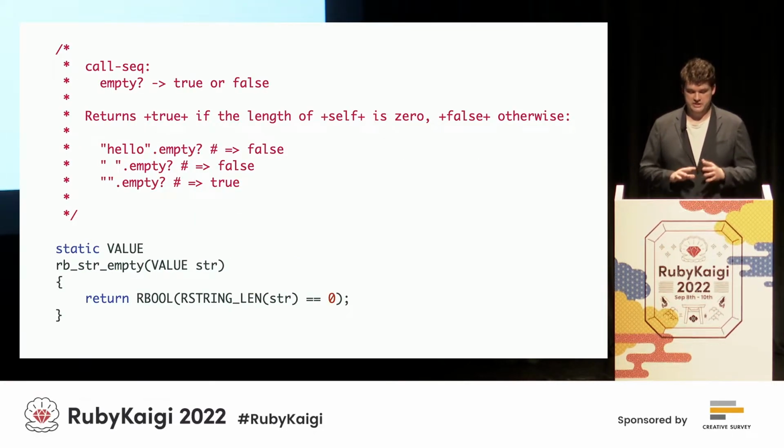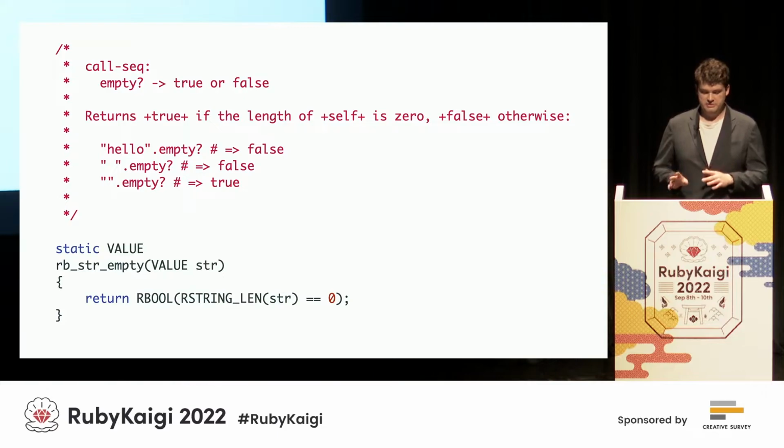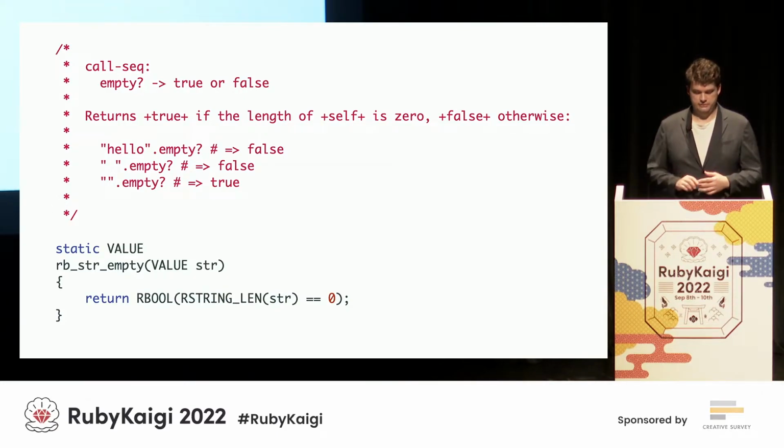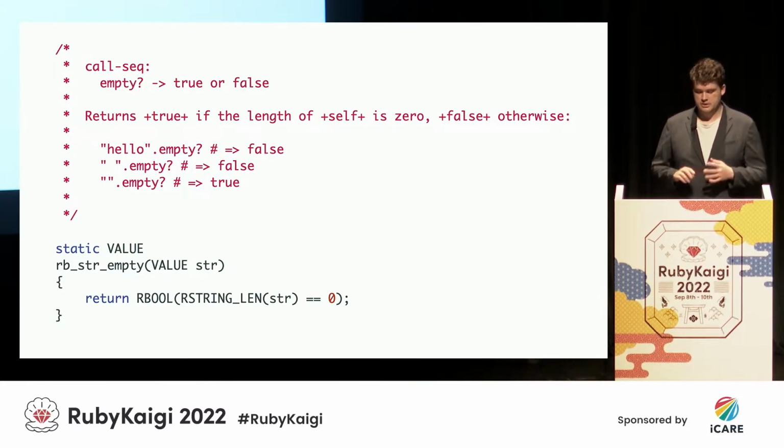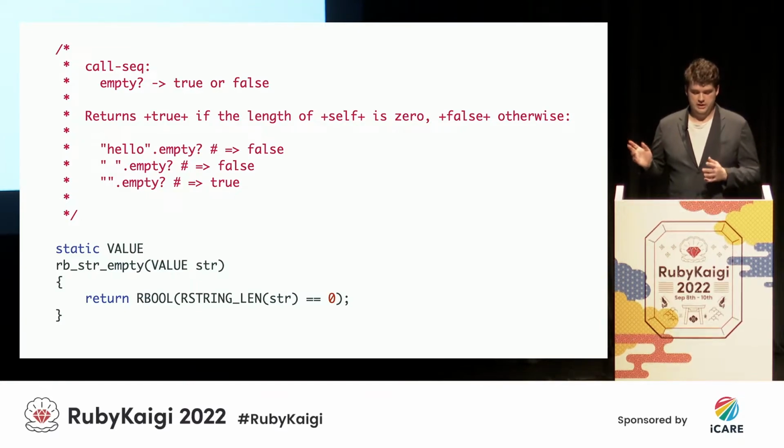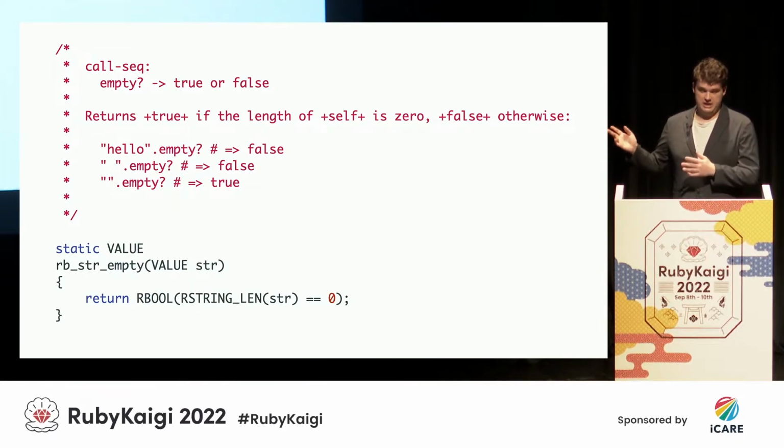RDoc even supports code that's not written in Ruby. This code snippet is taken directly from Ruby source, specifically the string implementation. It's okay if you're not familiar with C. I won't be talking about it. I just wanted to show what this is, specifically the empty method. I just want to show what it looks like.